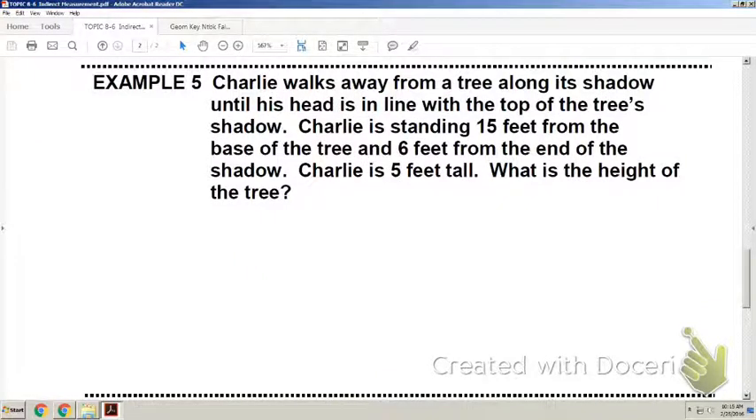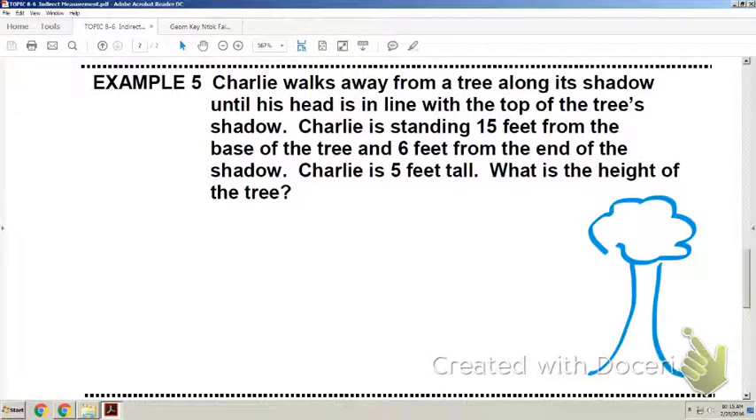Okay, example 5. Again, I'm going to draw a picture first because that's what helps me. So Charlie walks away from a tree along its shadow until his head is in line with the top of the tree's shadow. So first, I'm going to draw a tree. Here's my tree. And it says Charlie walks away from the tree. So here's Charlie.